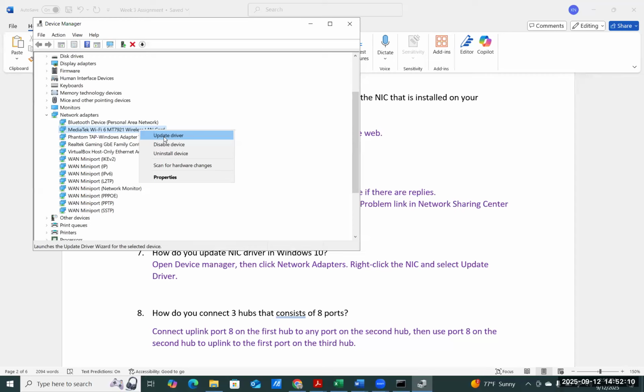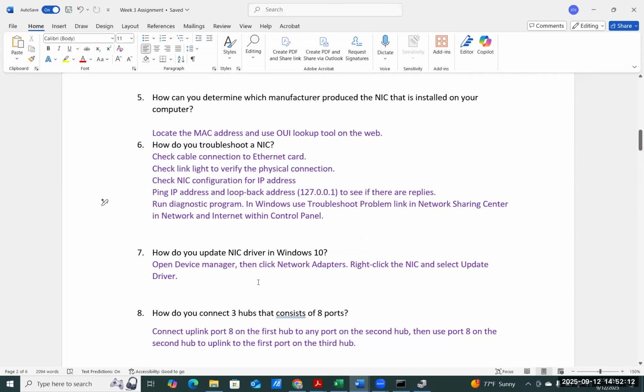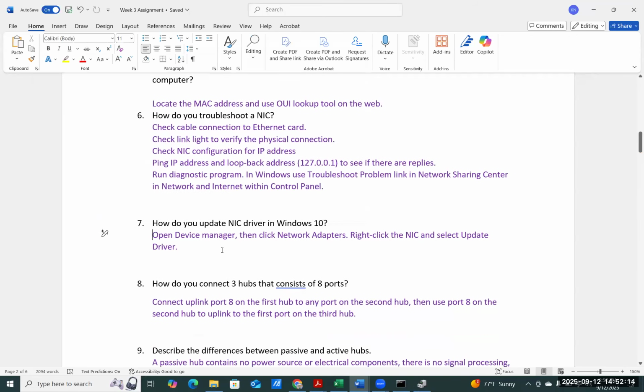Okay. So we see how to do that. So you need to know the steps, right? In case you need to answer these questions or do it yourself, right? So you just need to right click that in your device manager.